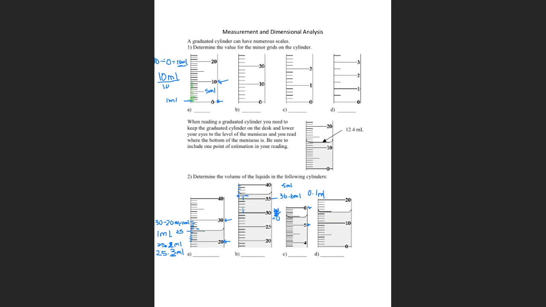So starting from here, this is 5.1, 5.2, 5.3, 5.4. When I'm reading this, the last marked point right before the meniscus, I see as 5.4. Okay, now I have to estimate the next decimal place right here.